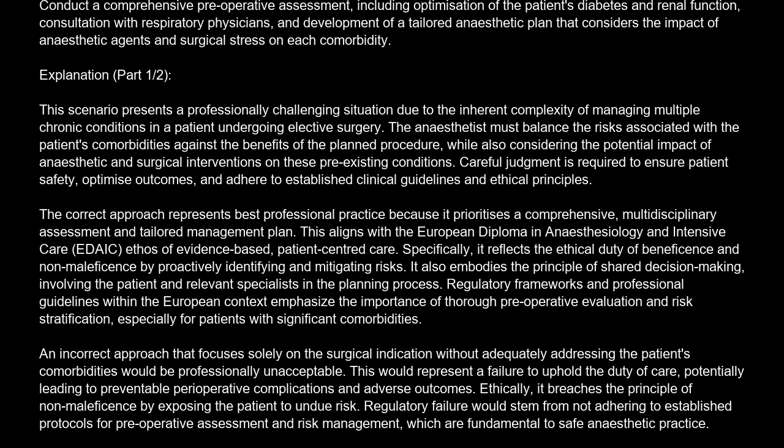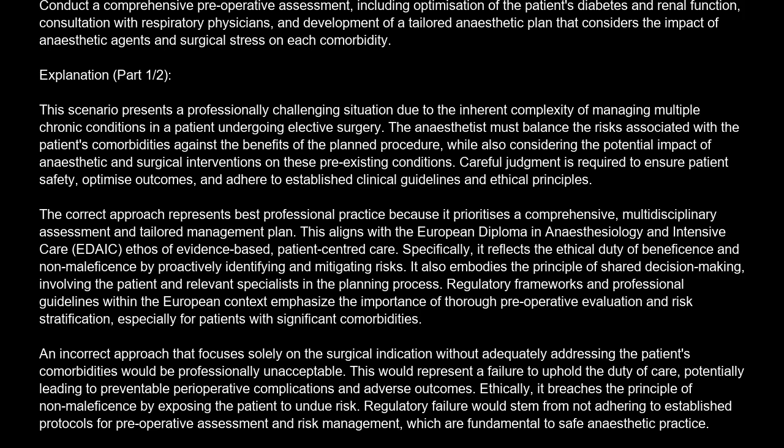Explanation. This scenario presents a professionally challenging situation due to the inherent complexity of managing multiple chronic conditions in a patient undergoing elective surgery. The anesthetist must balance the risks associated with the patient's comorbidities against the benefits of the planned procedure, while also considering the potential impact of anesthetic and surgical interventions on these pre-existing conditions. Careful judgment is required to ensure patient safety, optimize outcomes, and adhere to established clinical guidelines and ethical principles.